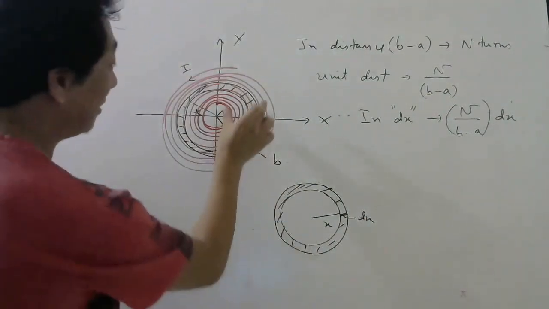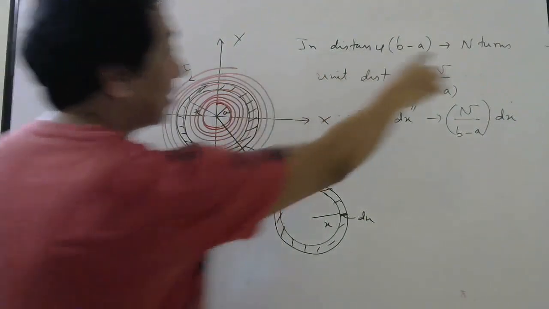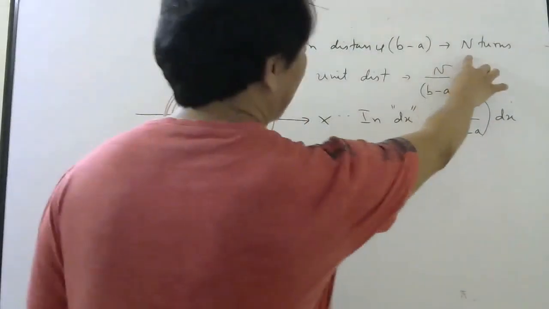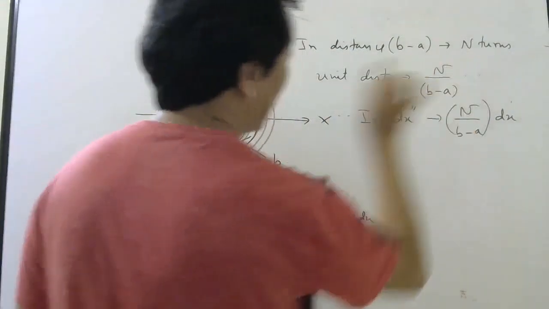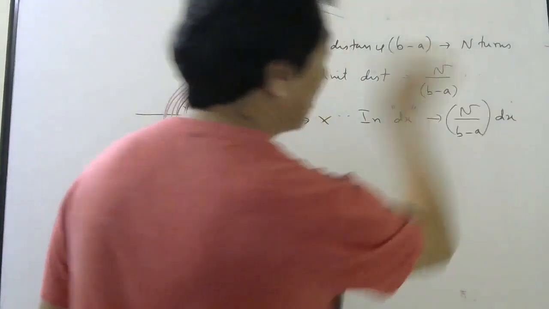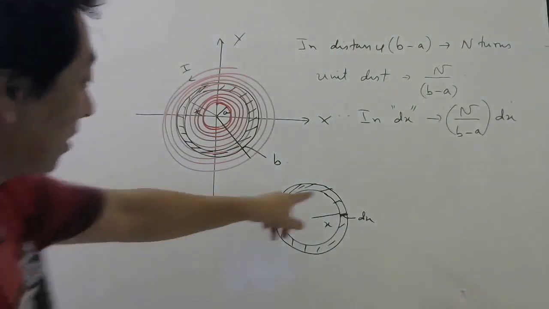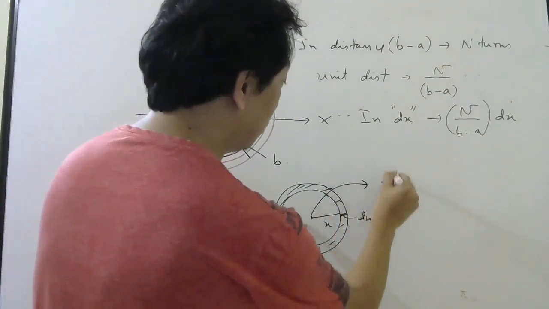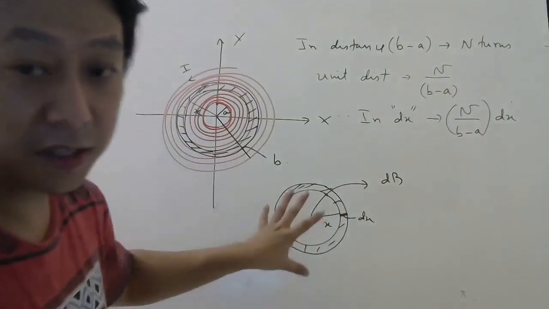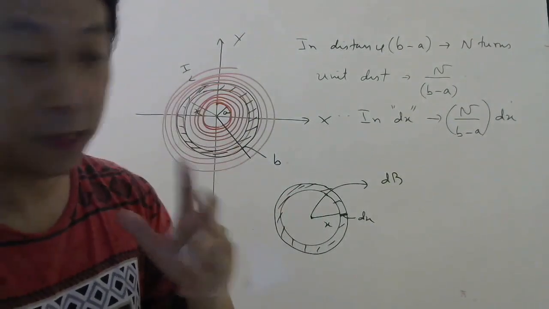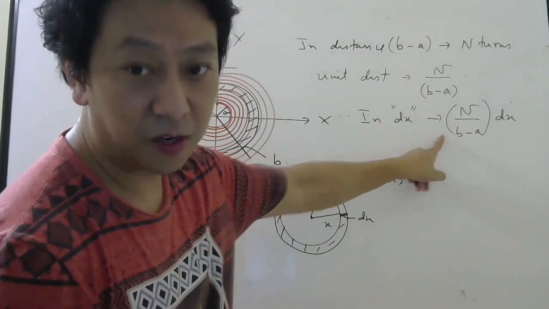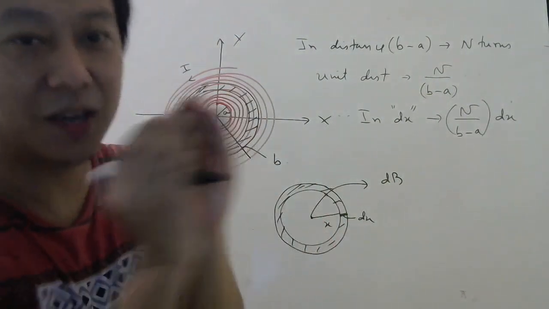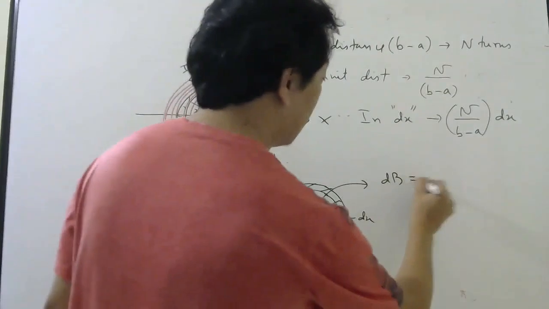So I want to know the number of turns in this small distance dx. So for that, I need to know in this much distance how many turns are there that they have given. So in b minus a distance, n turns. In unit distance, n by b minus a. So in dx distance, this many turns are there. Now once I know this many turns are there, the magnetic field here due to only this ring, I can consider this ring to be like a current loop with this many turns. Understood or not? And since it is dx, it is quite thin, so I can consider it like one current loop.